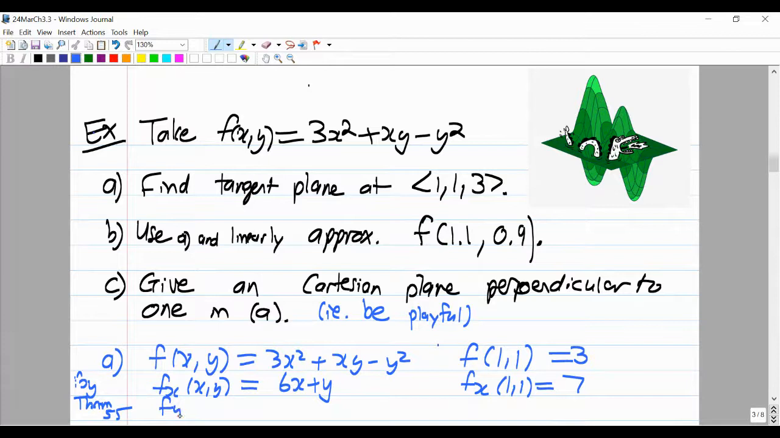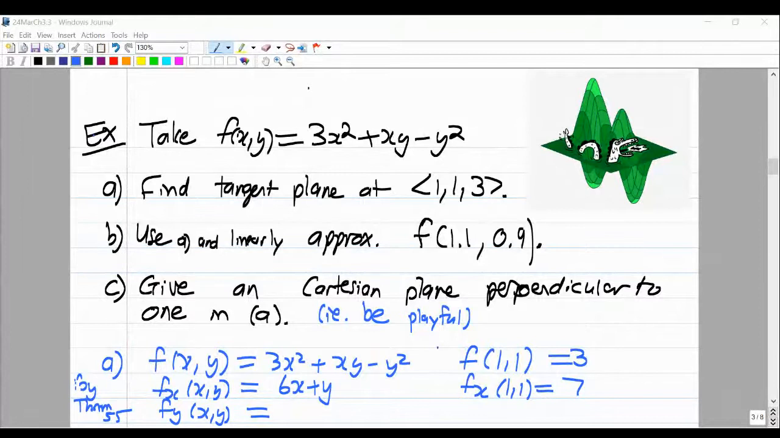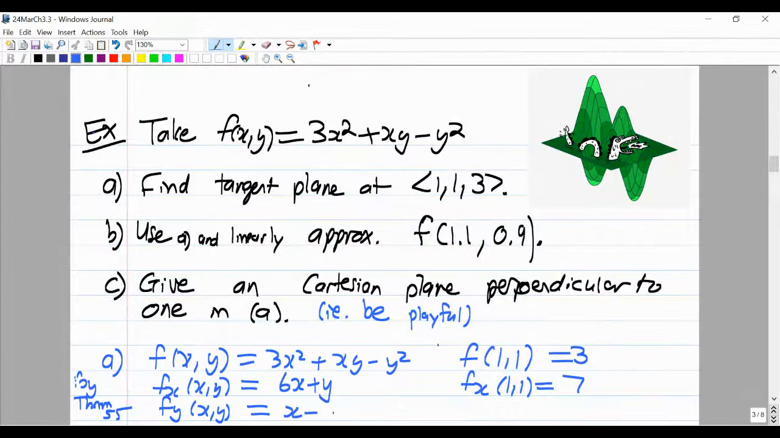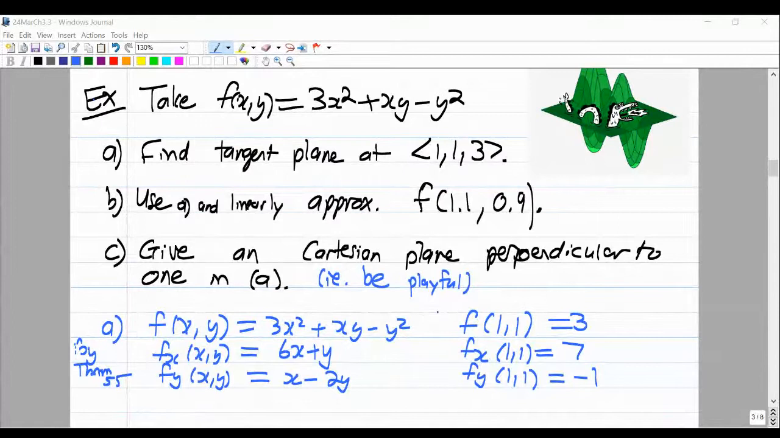Can somebody tell me what f partial y is? So now you treat x as a constant and you do partial derivatives with respect to y. Lizuka, you're making typing errors. Yep, it's x minus 2y. So f partial y at the point (1, 1), double check my calculations. Remember, I don't have a calculator because you don't have a calculator for semester test 1 and the exam. So please double check my calculations.